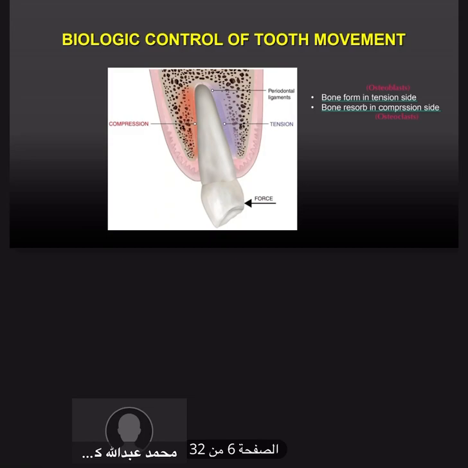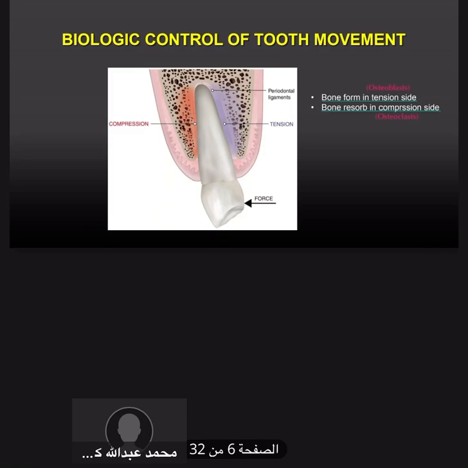The PDL gets compressed. So there is an area of compression, and in that area, once the force is heavier or sustained for more than 3 to 5 seconds, the fluid expresses out, the PDL is compressed, and the blood vessels occlude. Once the blood vessels are occluded, what happens? Hypoxia occurs. What is hypoxia? Less supply of oxygen, which results in release of chemical mediators.